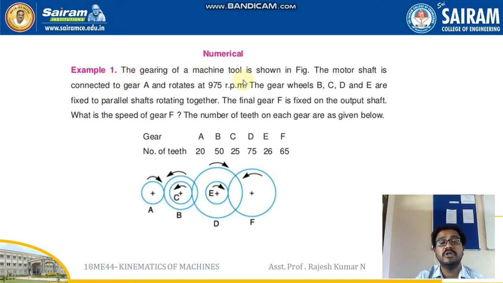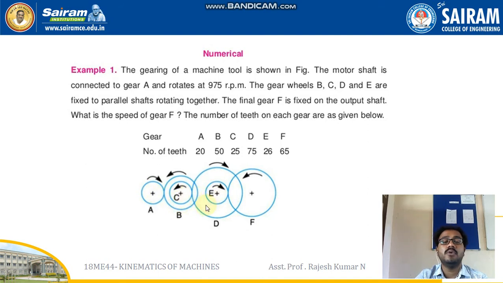We'll have a look at the given question. The gearing of a machine tool is shown in the sketch. The motor shaft is connected to gear A and rotates at 975 rpm. The gear wheels B, C, D and E are fixed to the parallel shafts rotating together. The final gear F is fixed on the output shaft. What is the speed of the gear F? The number of teeth on each gear are as given below.